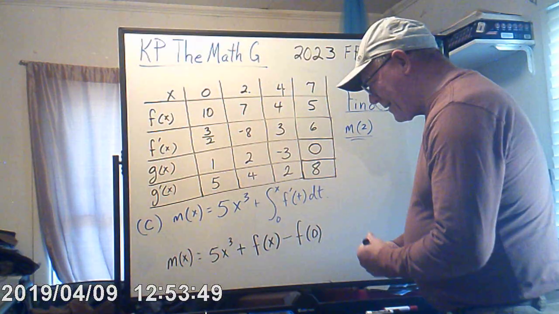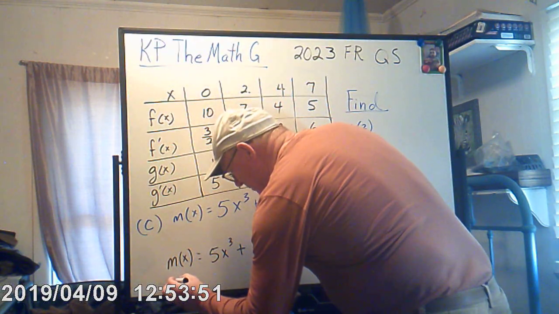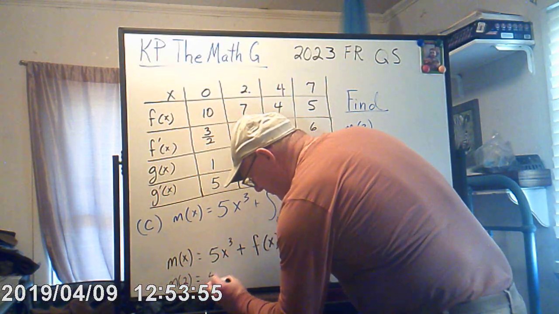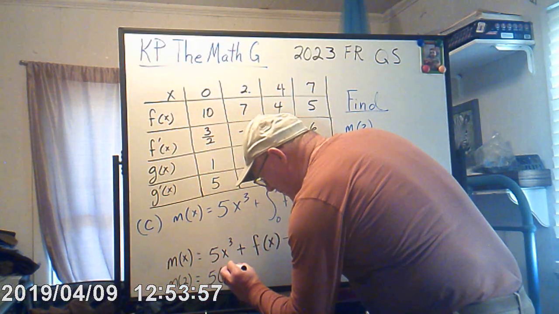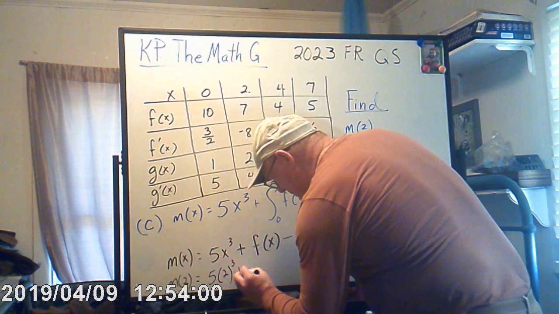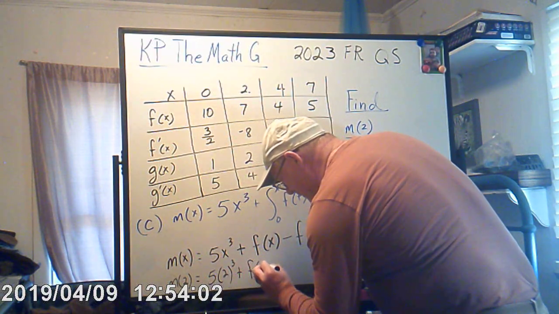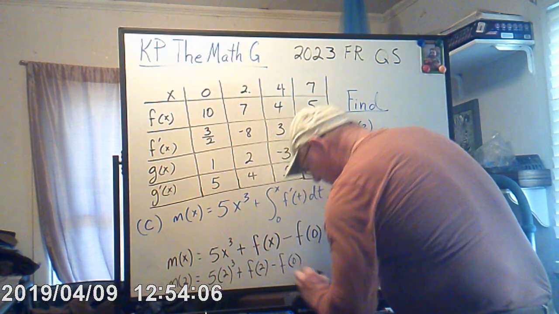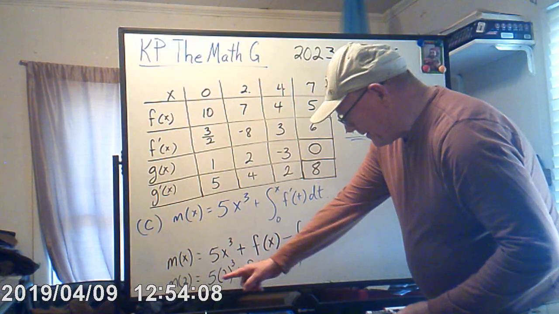Now, it's easy, isn't it? M at 2. Alright. 5 times 2 cubed plus f at 2 minus f at 0. So we got this is easy.